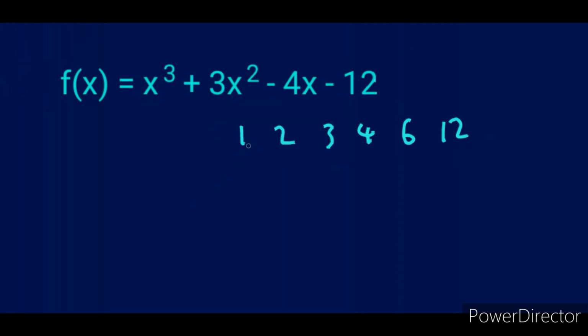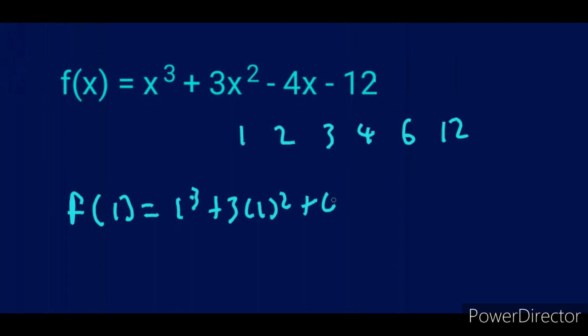So, let's start with 1 first. Let's see if 1 is going to give us 0. If we substitute 1 in place of x, we're going to end up having 1 cubed plus 3 into 1 squared plus 4 into 1 minus 12. So this will actually give us minus 12 as the answer. So it means that it is not a vector because it does not give us 0.